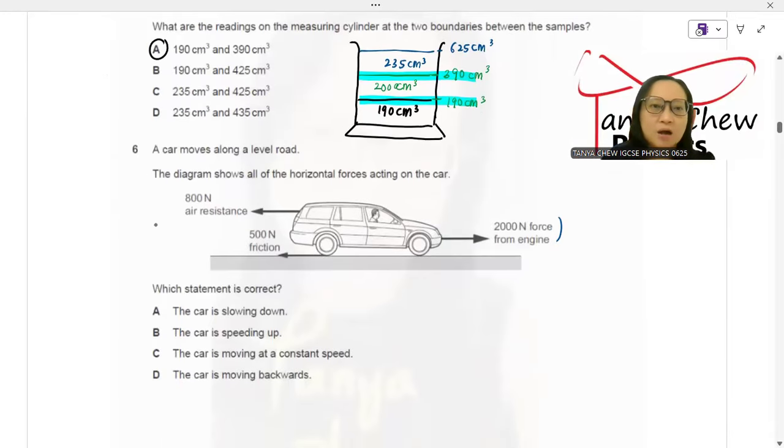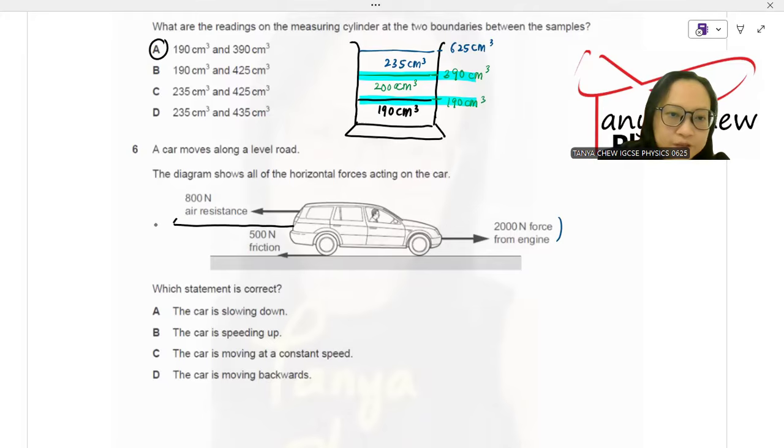Number 6, a car moves along a level road. The diagram shows all the horizontal forces acting on the car. Which statement is correct? Now, I can see that there are two resistive forces. One is air resistance. The other one is a frictional force acting in the same direction. I would like to add these two first to give the total resistive force. So the total resistive force would be 800 plus 500, which is 1,300 Newton.